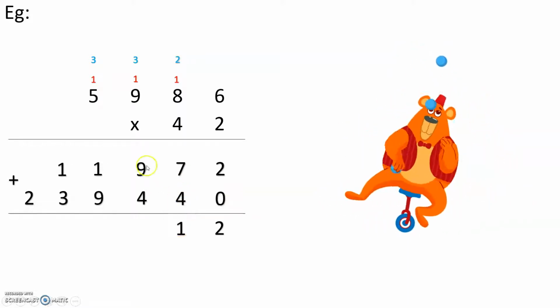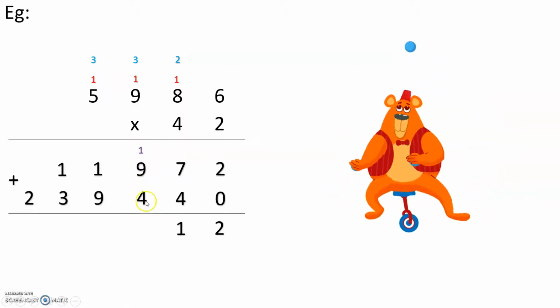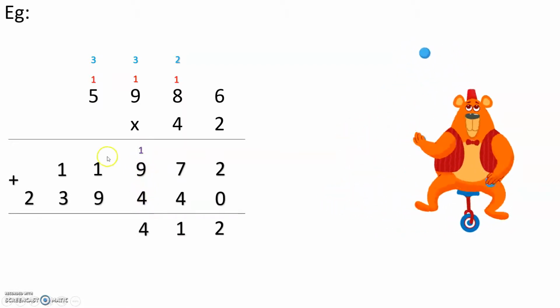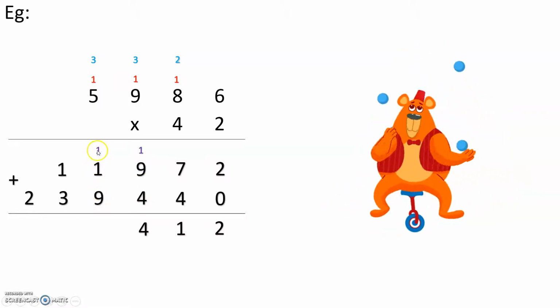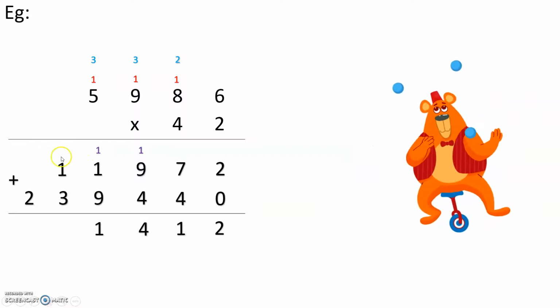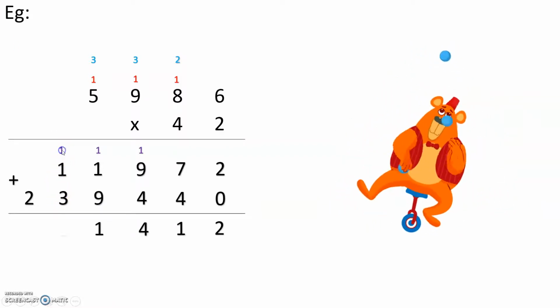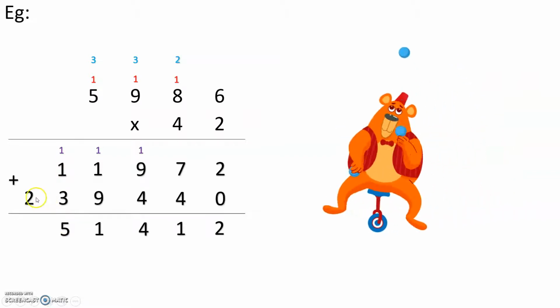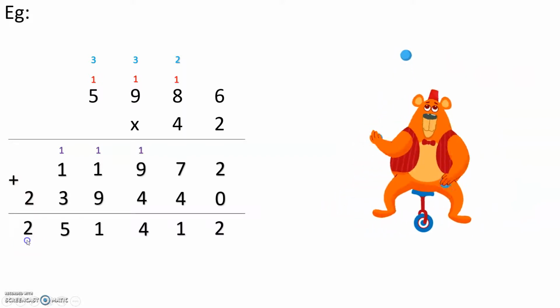So we'll keep 1 here and then we'll carry 1 here. Then 9 plus 1 is 10. 10 plus 4 is 14. So we'll take 4 and then we'll carry 1 here. Then 9 plus 1 is 10. 10 plus 1 is 11. We'll keep 1 here and then we'll carry 1 here. 3 plus 1 is 4. 4 plus 1 is 5. We'll keep 5 as it is. Then 2 plus here nothing is there. So we'll keep 2 as it is.